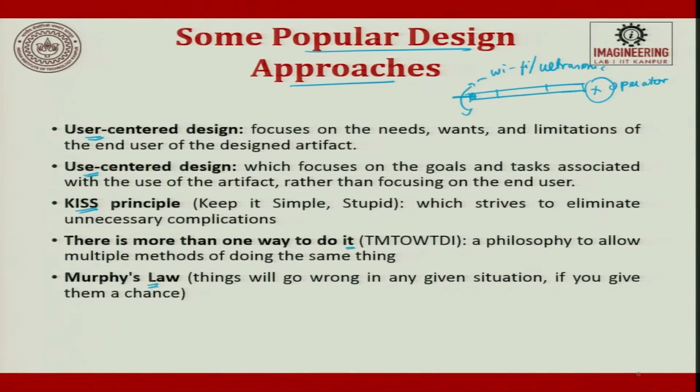The other one is use centered design, which focuses on the goals and tasks associated with the use of the artifact rather than focusing on the end user. The use of the artifact. Today what has happened is people have gone more towards plastic products, thermoplastic products, and then they have started developing so many varieties because the cost for producing per piece is very less. So, people have started moving from glass paperweights to polymer paperweights.